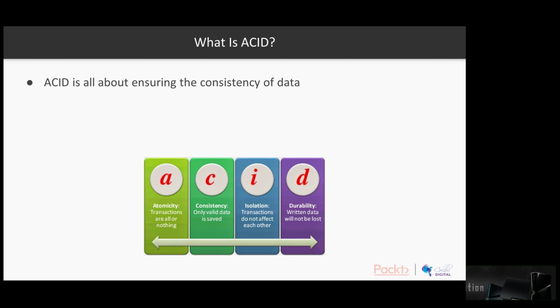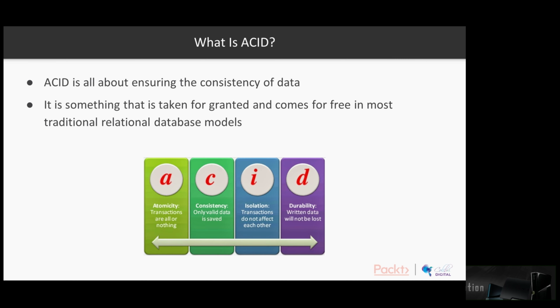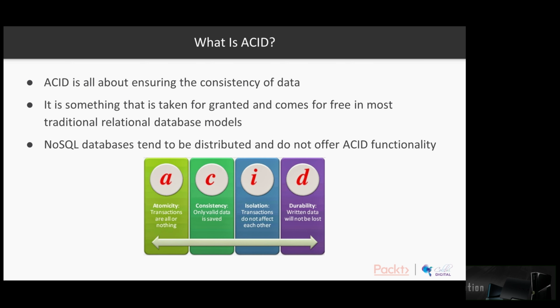So ACID is really all about ensuring the consistency of data. And it's something that you kind of take for granted because it comes pretty much for free in most traditional relational database models. But with distributed systems like DynamoDB, you don't really tend to find that they're ACID compliant. And most NoSQL databases are distributed and therefore don't tend to be ACID compliant. So what does ACID mean?